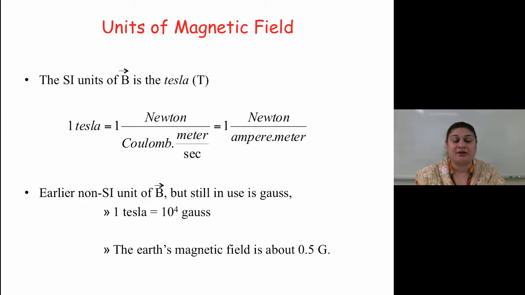Earlier non-SI unit of B, but sometimes still in use, is called the Gauss. The Earth's magnetic field is about 0.5 Gauss.